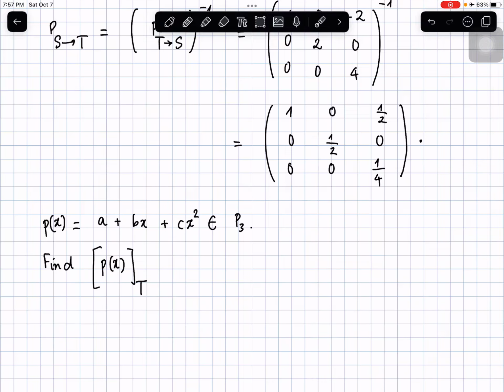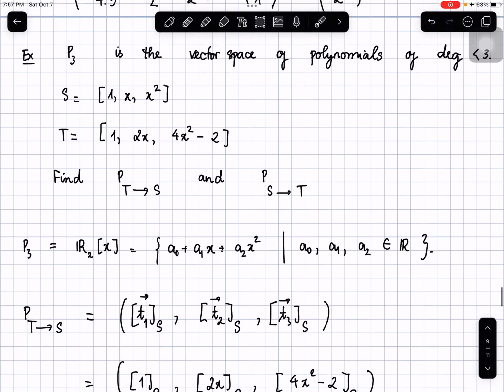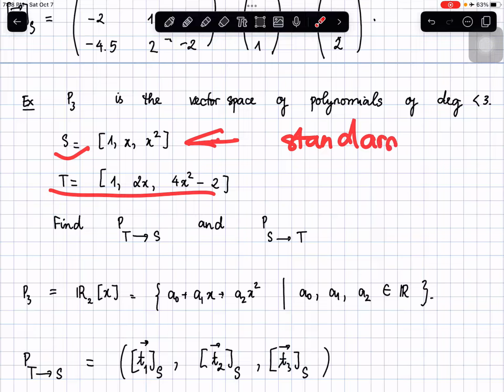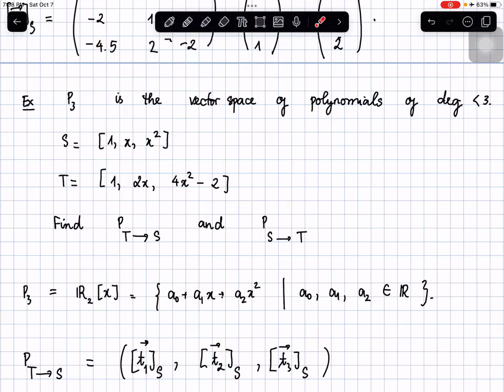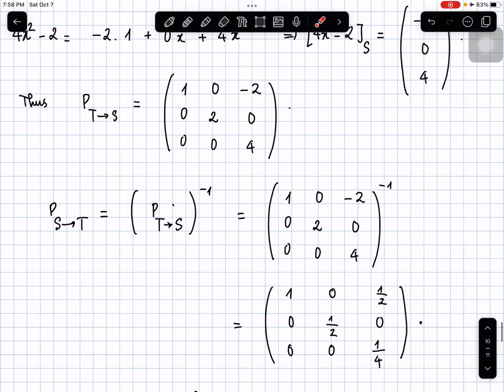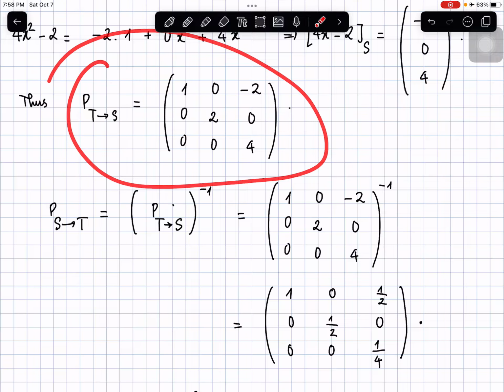Now I just wanted to add to the previous question. In the previous question, we have the vector space P3 of polynomials of degree less than 3. We have two bases, S and T. Basis S is the standard basis, and basis T is this one. We find the transition matrix from T to S and from S to T. The transition matrix from T to S is this one.